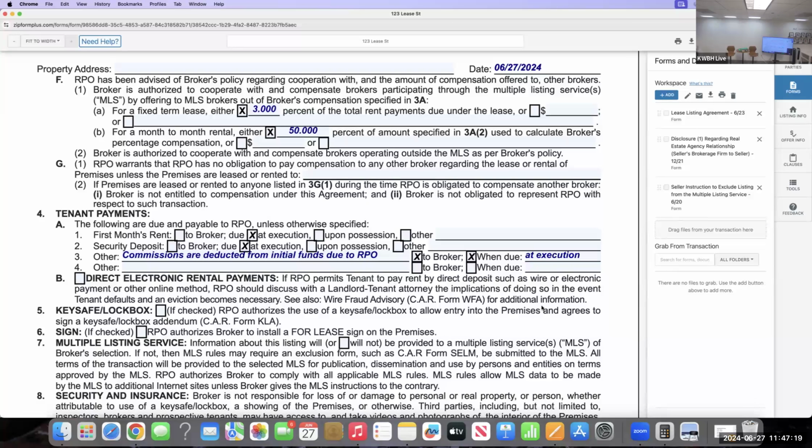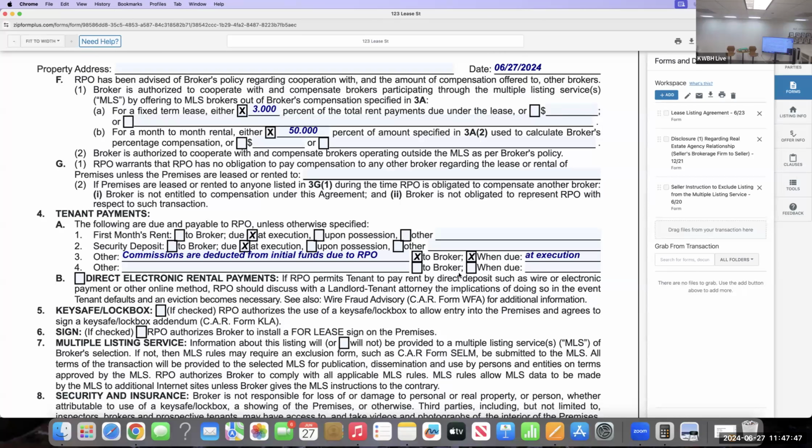What do you guys think of that? Following are due and payable to the residential property owner: first month's rent at execution, security deposit, execution. Commissions are deducted from initial funds due to the RPO to the broker at execution. That covers us, right? So we're explaining upfront to the landlord how we get paid, and if they have a problem with it, when it's time to get paid, right?